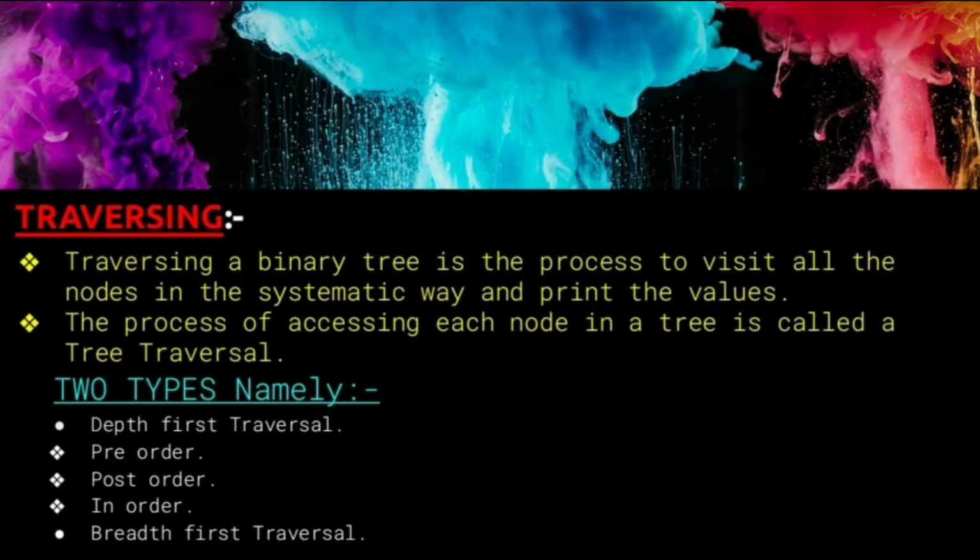Binary tree traversal. First, we understand what traversing is. In simple words, tree traversal is the process of visiting each node in the tree exactly once in some order. Tree traversal can be broadly classified into two types: depth first and breadth first traversal. There are three possible ways in depth first traversal: in-order, pre-order, and post-order, and breadth first is classified as level order traversal.